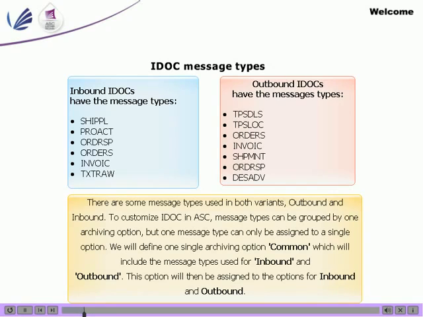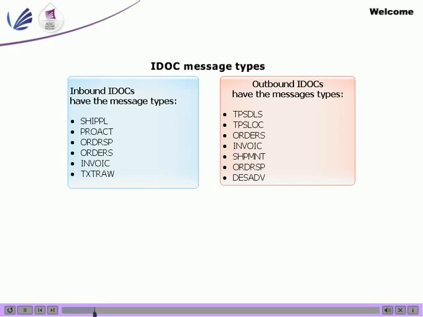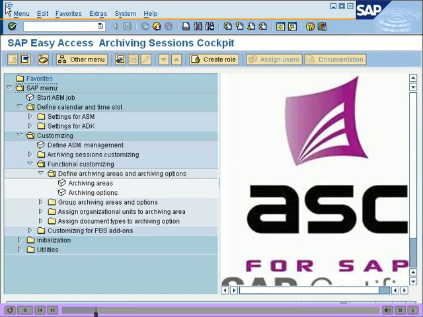To customize iDoc in ASC, our case study for this demonstration is the following scenario. We will create an option Common, which includes the message types which are used by inbound and outbound. In the following, this option will then be assigned to the archiving options for inbound and outbound message types. First, we will define archiving options.